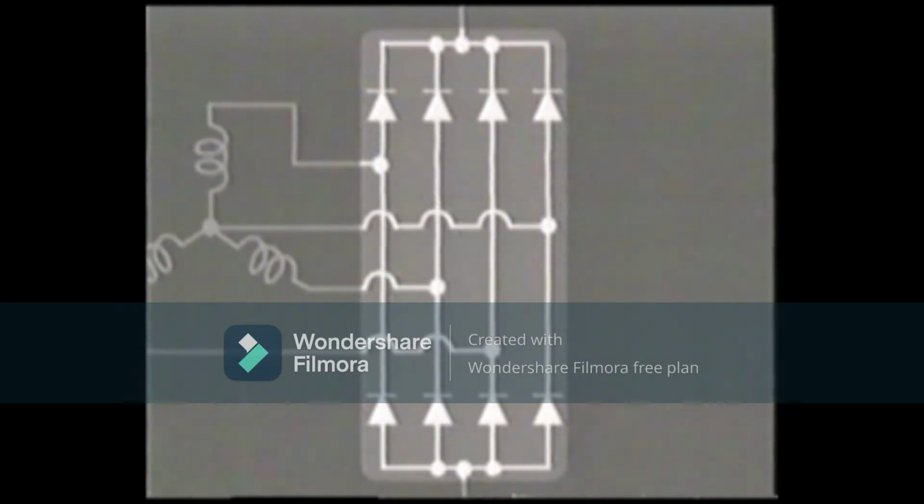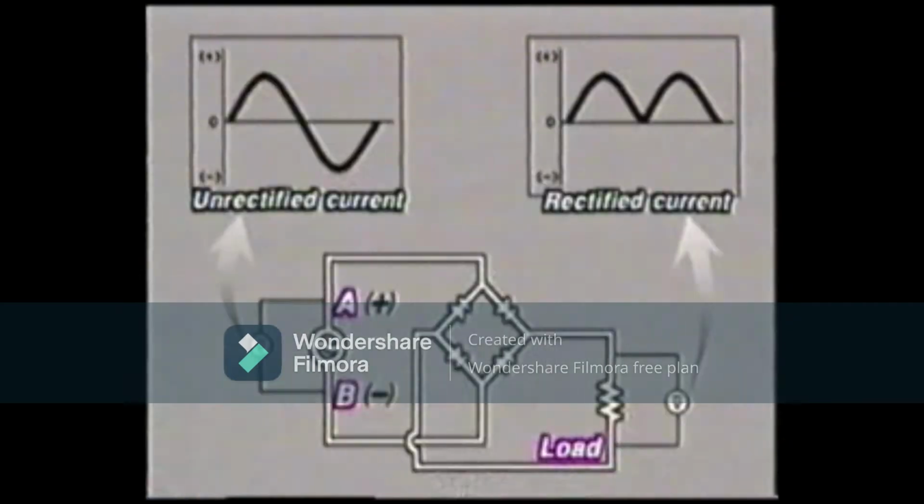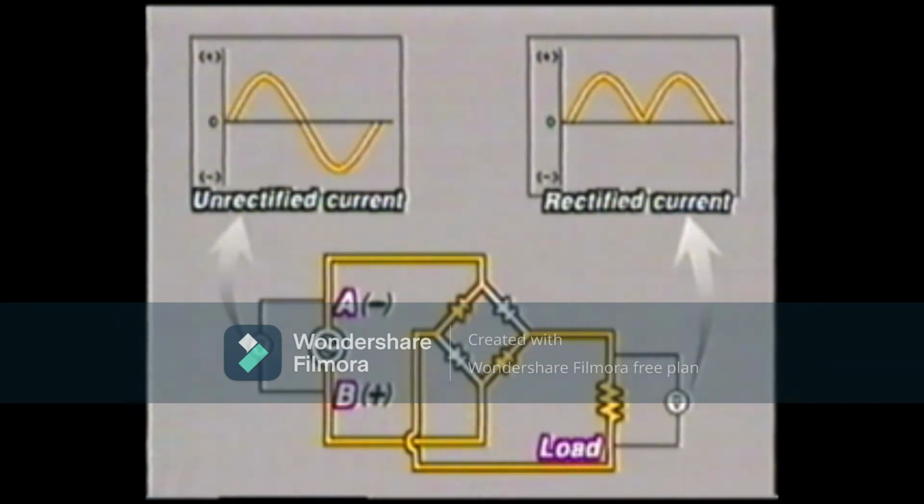Before we continue, let's discuss the principle of rectification based on a simplified circuit diagram. When terminal A of the alternator is positive and terminal B negative, current flows like this. However, when the polarity of the alternator reverses, the current can't flow in the opposite direction because of the diodes. This means that current flows only in one direction through the load. That is, direct current is produced. This is what we mean by rectification.